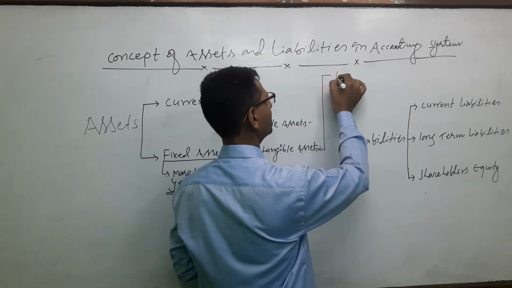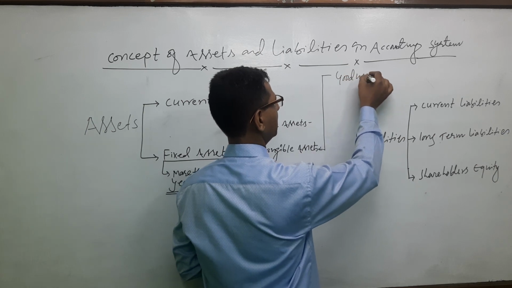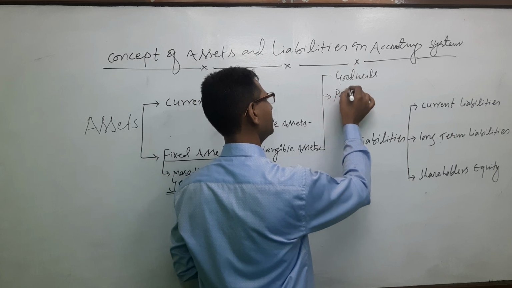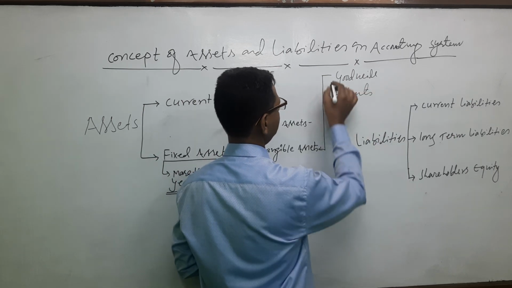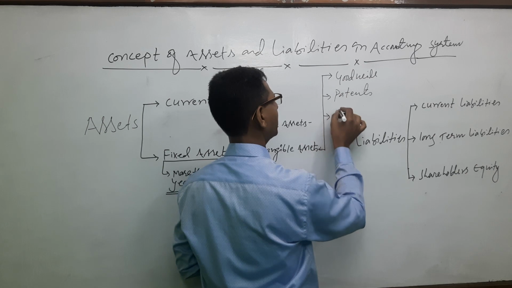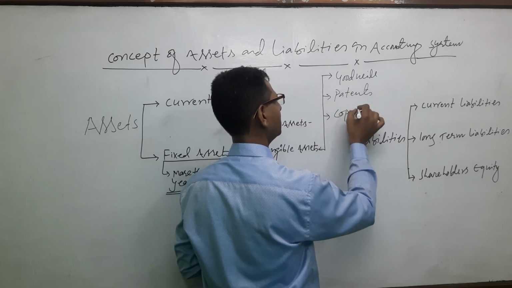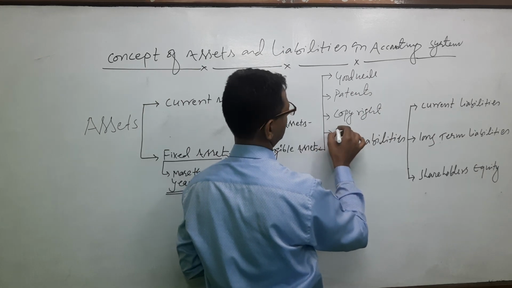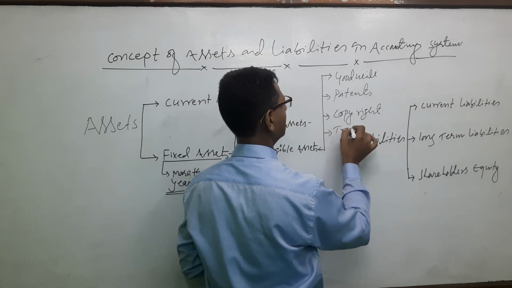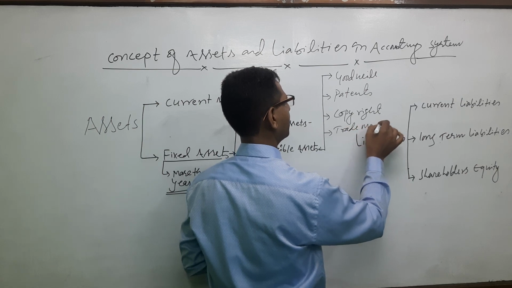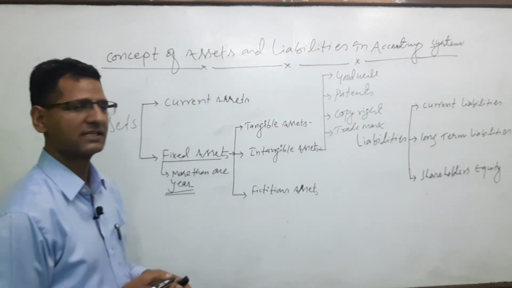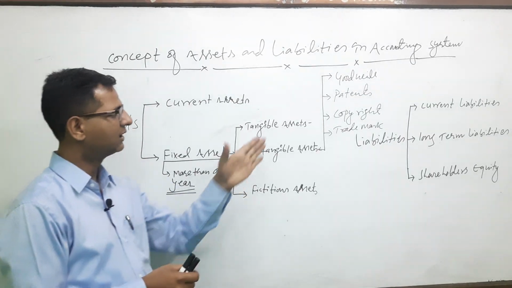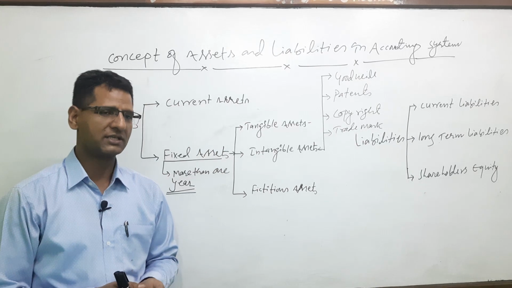The first one is goodwill. It is a very important asset. Second one is patent. Third one is copyright. And fourth one is trademark. Okay, these are intangible fixed assets. Such assets have not physical existence, but are very important for the business.